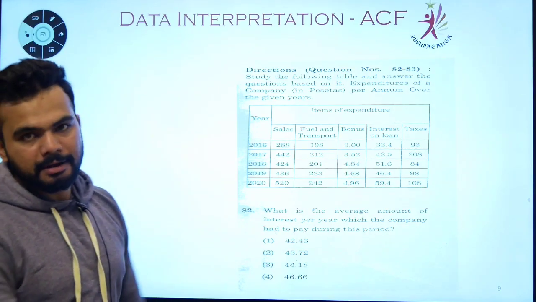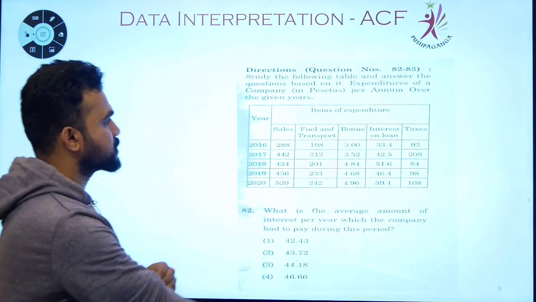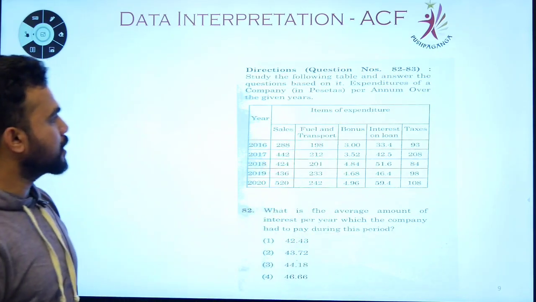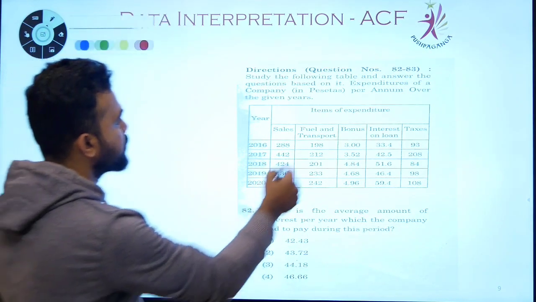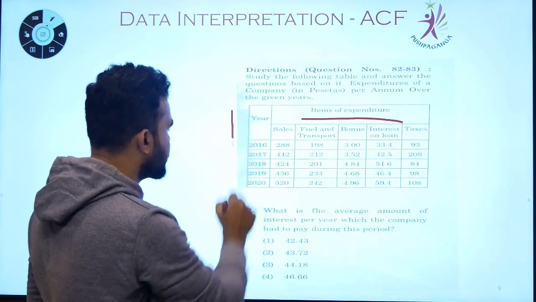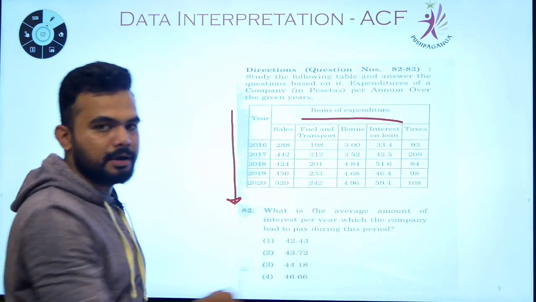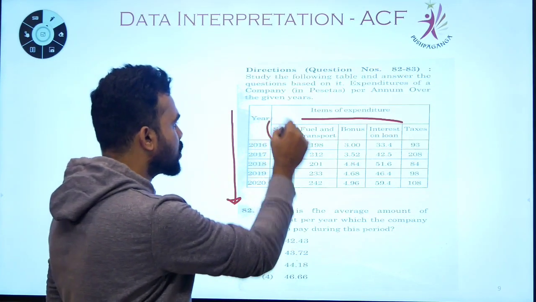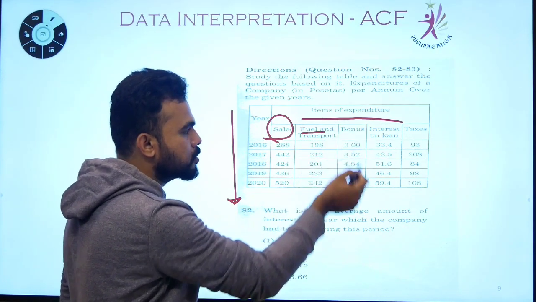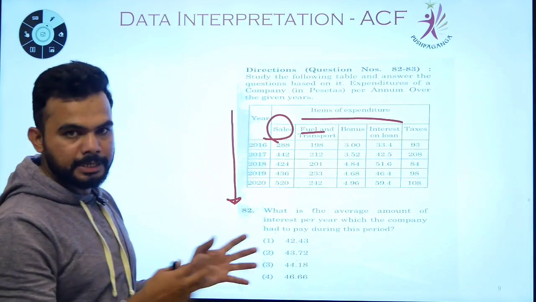Expenditure of a company, again we are given the company expenditures. The company name is Pisitas, per annum over the given years. Here he has given the items of expenditure, and we are given the years. He has given the different segments where the expenditure has been going on: sales, fuel and transport, bonus, interest on loans, and taxes. Now going with the first question based on this topic.